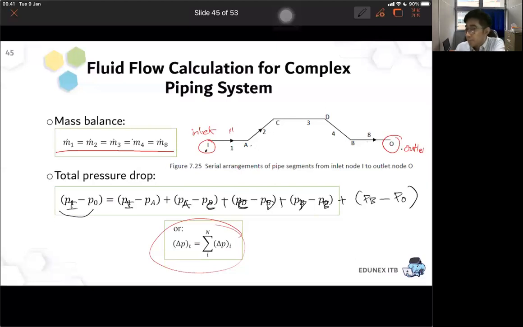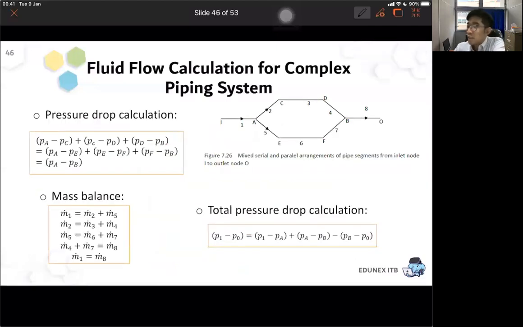Okay. Or maybe the arrangement is like this. From the point 1, point inlet to outlet, in point A, the flow is divided into two pathways. One goes to the C, D, and B, and one goes to the E, F, and B.